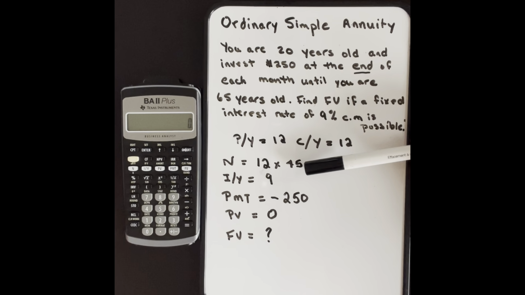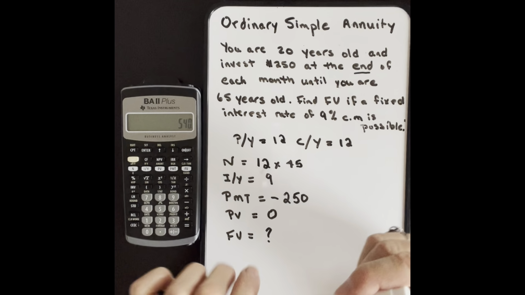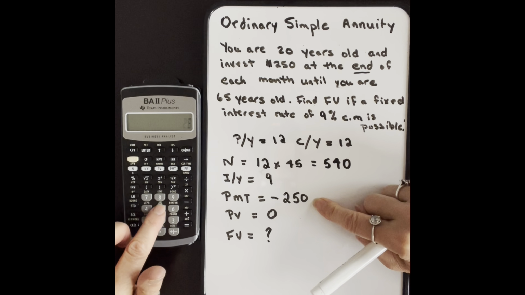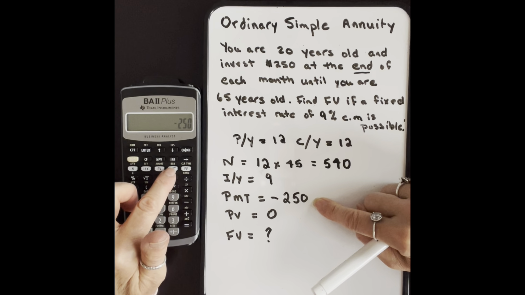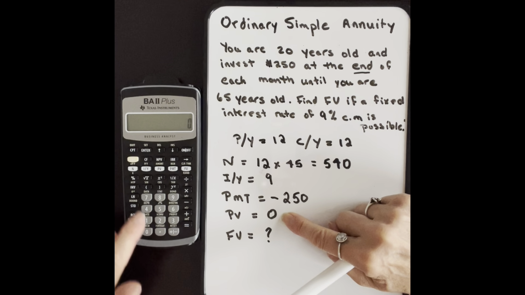Now we're going to enter these values. So 12 times 45 equals, and put that in for N. Then for I/Y, we're going to enter 9, and then press I/Y. Payment is 250, so 250, and to make it negative, we press this change sign key, and we put that in for payment. Present value is 0. It should automatically be 0 if you've done the clear, but if you're not sure, you can always put 0 and put that for PV.